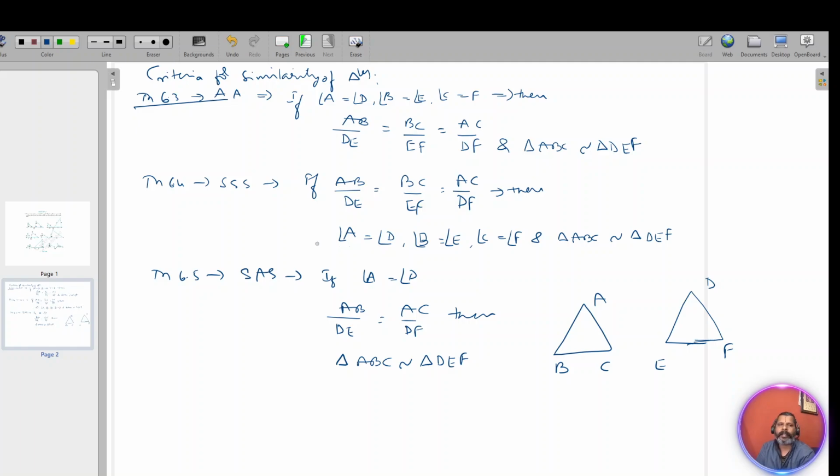There is an SSS criteria, means in the two triangles, if the three corresponding sides' proportions are equal, then the angles are equal, and hence the triangles are similar.